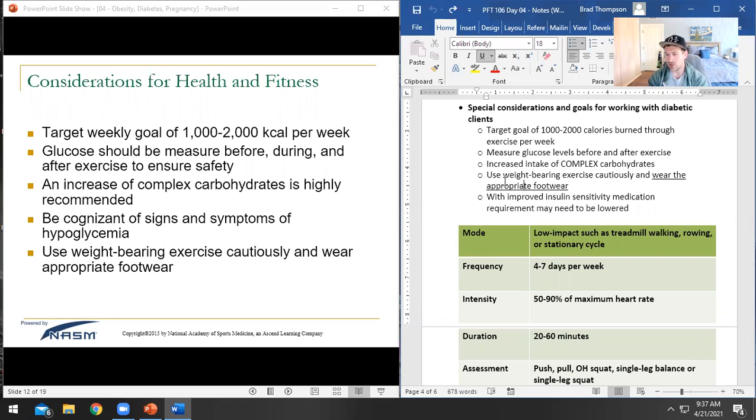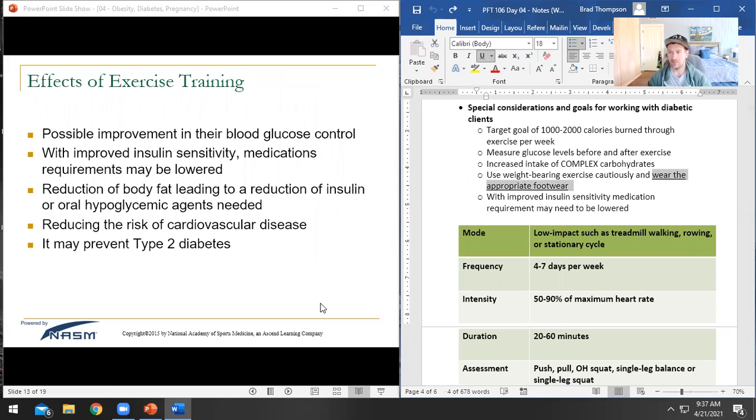Use weight-bearing exercise cautiously when you are working with obese clients, and always wear the appropriate footwear. Now that seems like something that doesn't sound very personal trainery. I know it doesn't have anything to do with dumbbells or physiology or anything. It's weird, right? We're going to instruct our clients on the right type of shoes to wear. We are very much so.